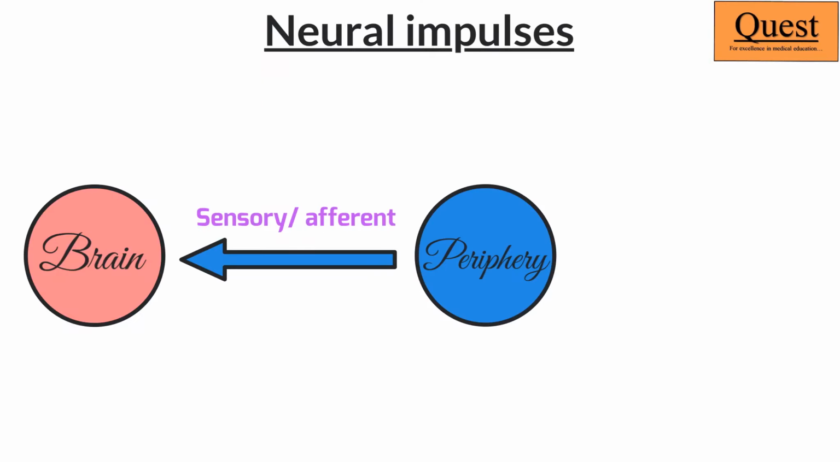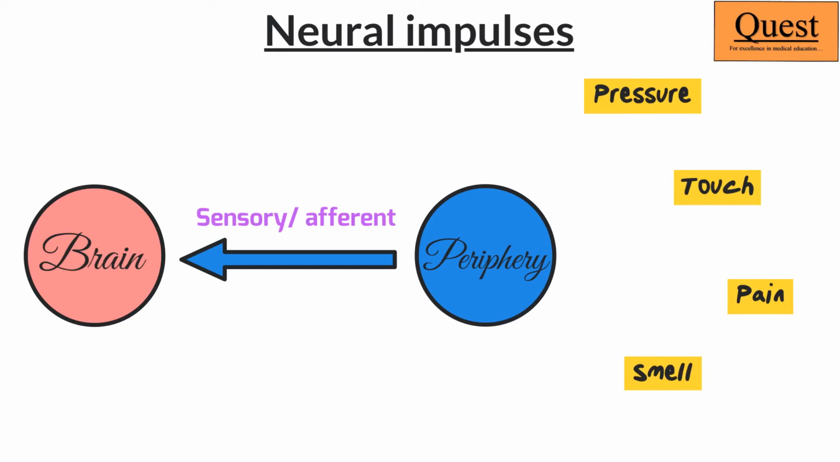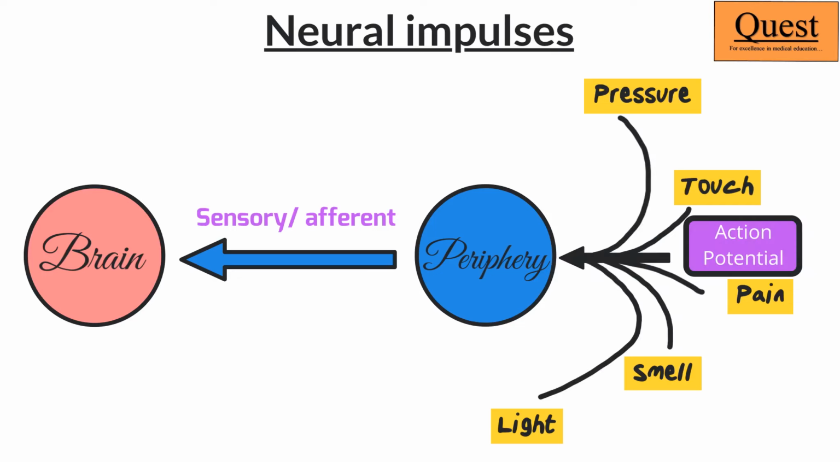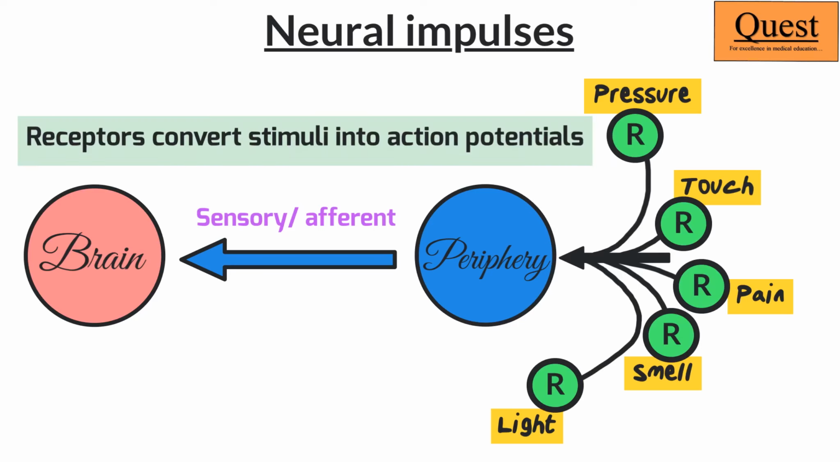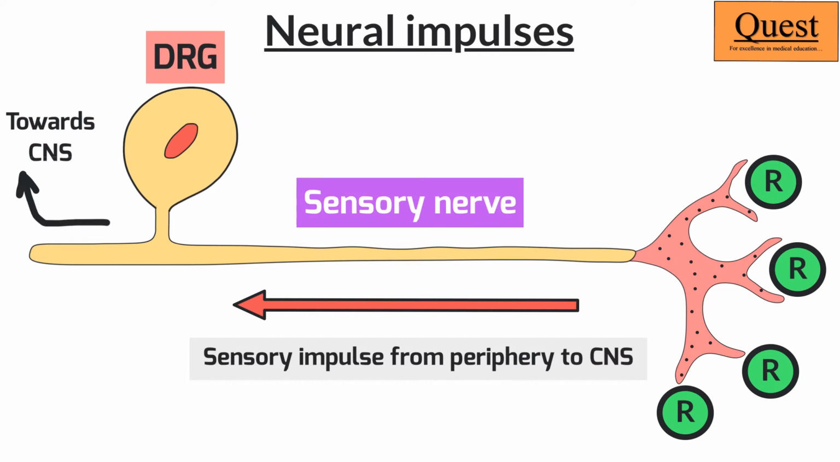So all the variety of stimuli that we interact with like pressure, touch, smell or light, that needs to be converted into a form of electrical impulse for our nerves to transmit them. This job is done by specialized structures known as receptors. Receptors therefore convert one form of energy, like the mechanical energy, into electrical impulses that can be transmitted towards the CNS via the sensory nerves.